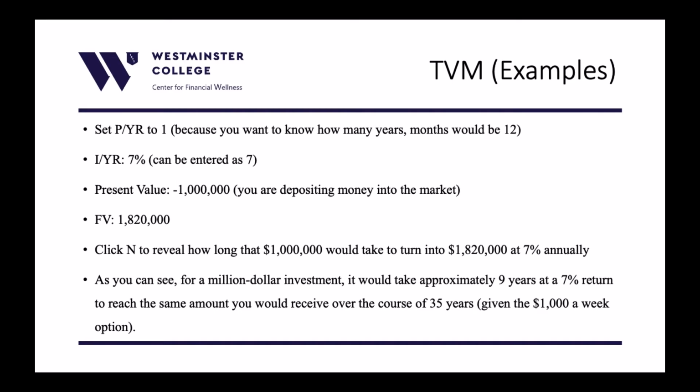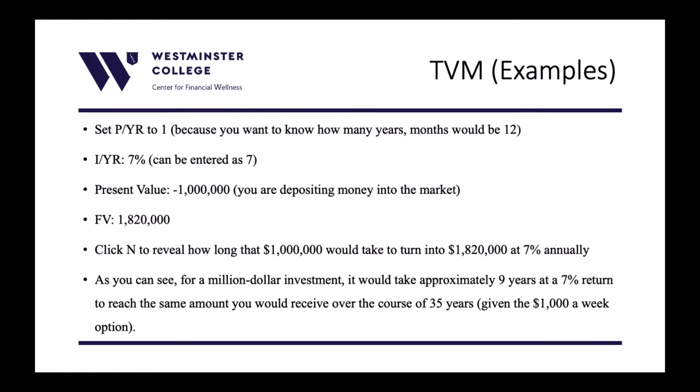Set your interest per year to 7 because it's 7% annually. Your present value is your $1 million investment, and it is negative because you are depositing your money into the market. Your future value is $1,820,000, and click N to reveal how long that $1 million would take to turn into $1,820,000 at 7% annually.